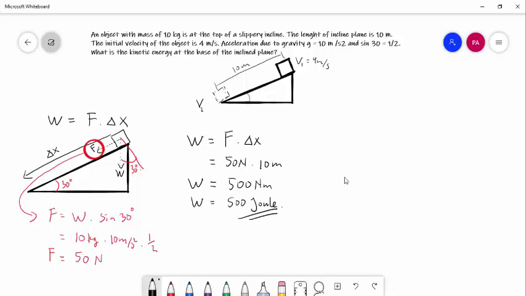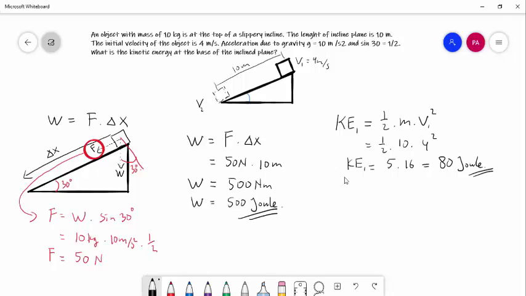Next, we want to know the kinetic energy at the base of the inclined plane. First, we need to know the kinetic energy at the initial position. So kinetic energy 1 equals half times mass times velocity squared. Half times 10 times 4 squared equals 5 times 16. So the first kinetic energy equals 80 joules.